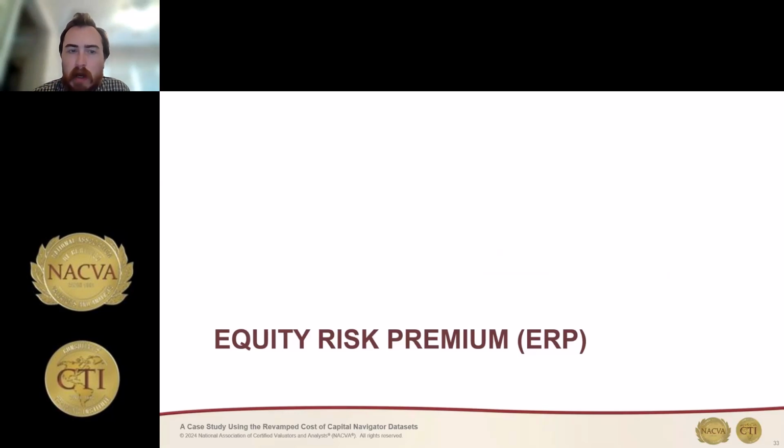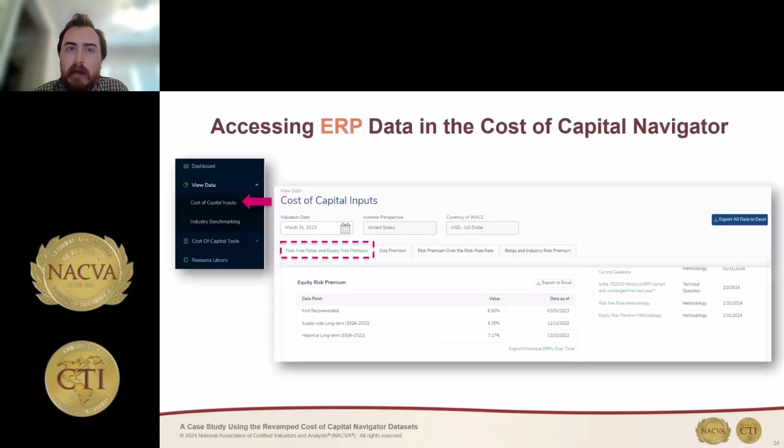Now we'll need to talk about accessing our equity risk premium data. So where would we do that? It's actually going to be pretty much in the same spot as the risk-free rates. If we look at the left in cost of capital inputs, you'll click into there. And then after selecting our valuation date, which is still March 31st, 2023, we'll be on the risk-free rates and equity risk premium tab. And the equity risk premium data is just below the risk-free rates. So if you don't see it right away, just scroll down. And then this table of data will be here.